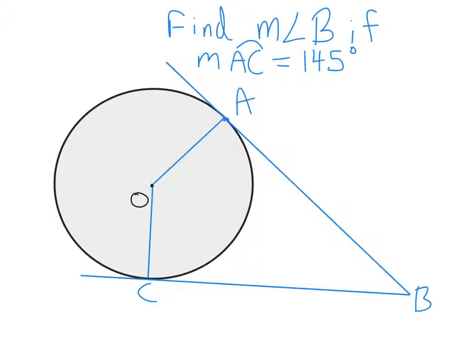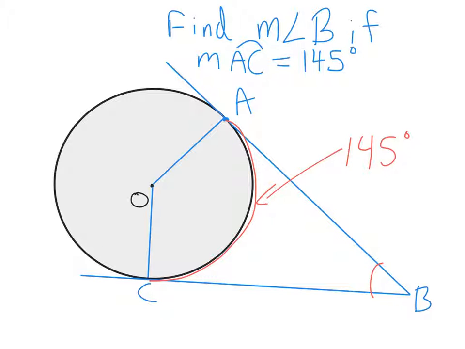All right, so that's enough for properties and fun facts and definitions and all that good stuff. Let's try a practice problem here. It says find the measure of angle B. So I want to figure out what this guy is, if the measure of arc AC is 145. So this arc right here is 145.